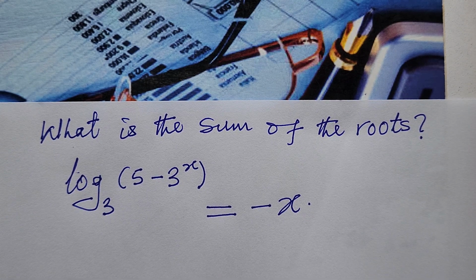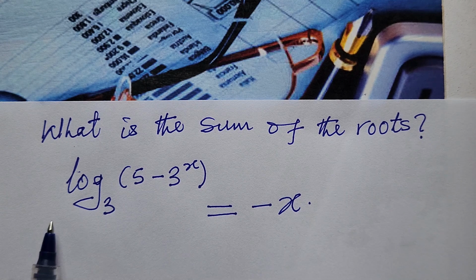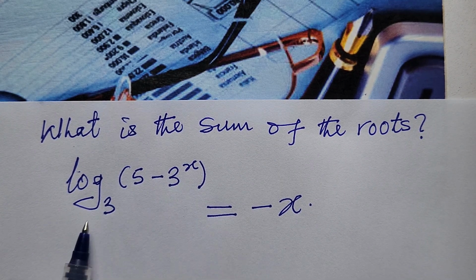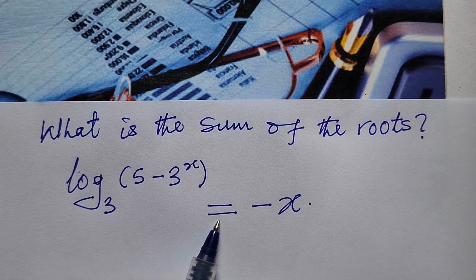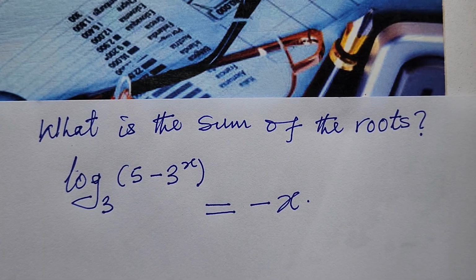We have the math Olympiad question before us here. The question is, what is the sum of the roots of log(5 - 3^x) to base 3 equal to -x? So what is this question asking us to do? We are to look for the roots, whether 2 or 3 or 4, as many as they will be. We add all of that together. That will give us the result we are asked to look for.